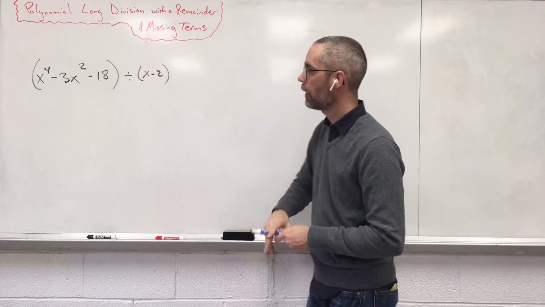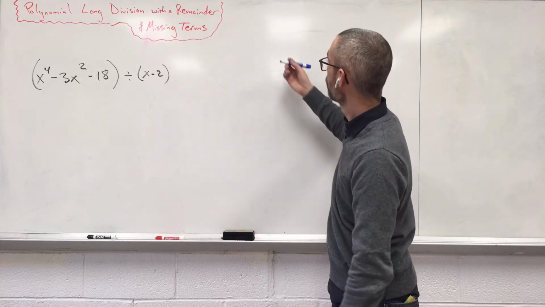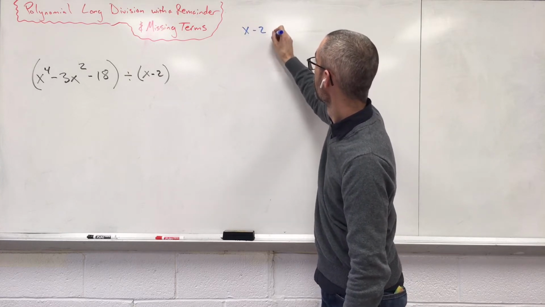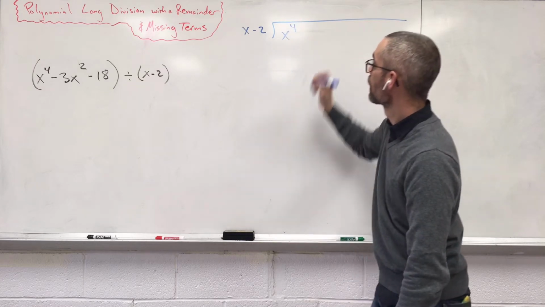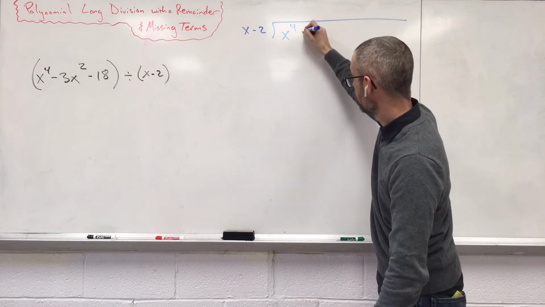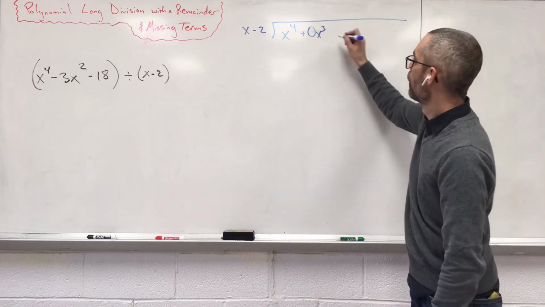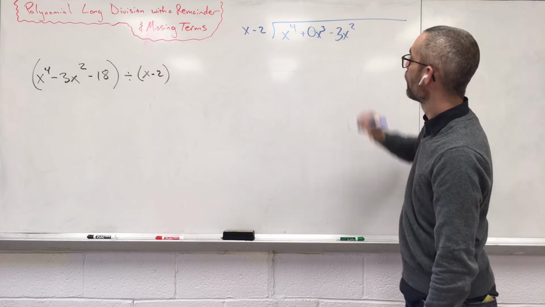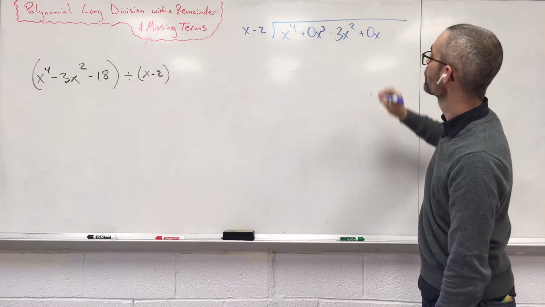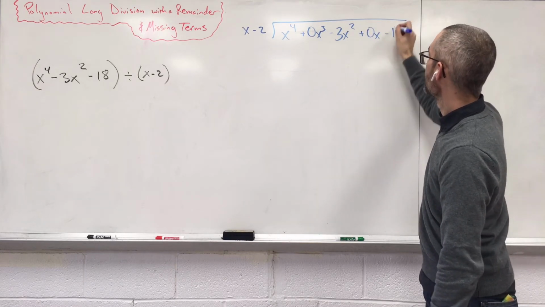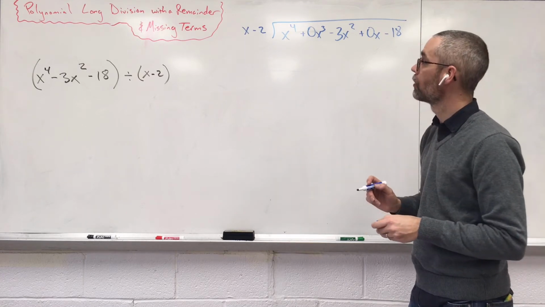So what I'm going to do is rewrite the problem with those missing spots. So this x minus 2 is going to be on the outside. And then on the inside, I'm going to have x to the fourth. I need an x to the third, so what I'm going to do is put a plus 0x to the third. We just want a placeholder. Minus 3x squared. We need an x, so we're going to do another placeholder of 0x. And then we have our 18. So we have all of our numbers in order. Good. Now we can start this long division process.